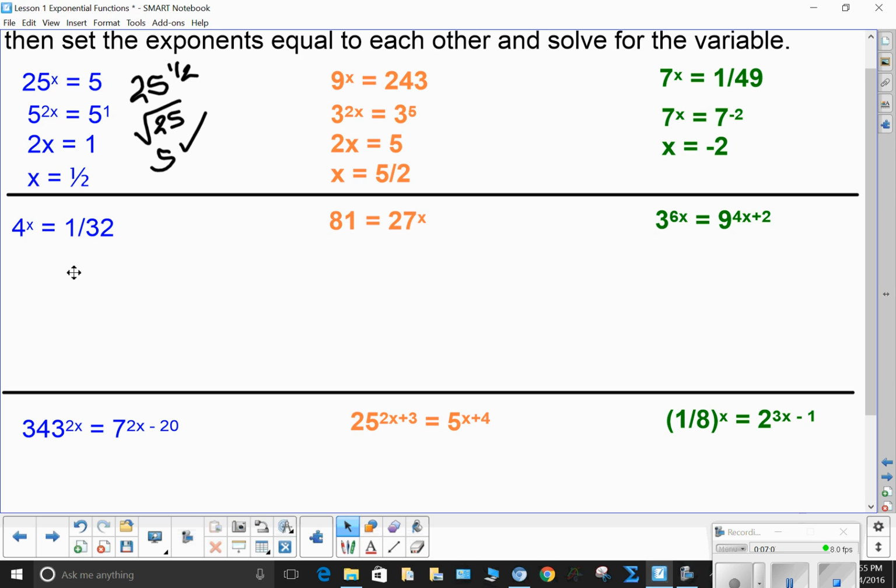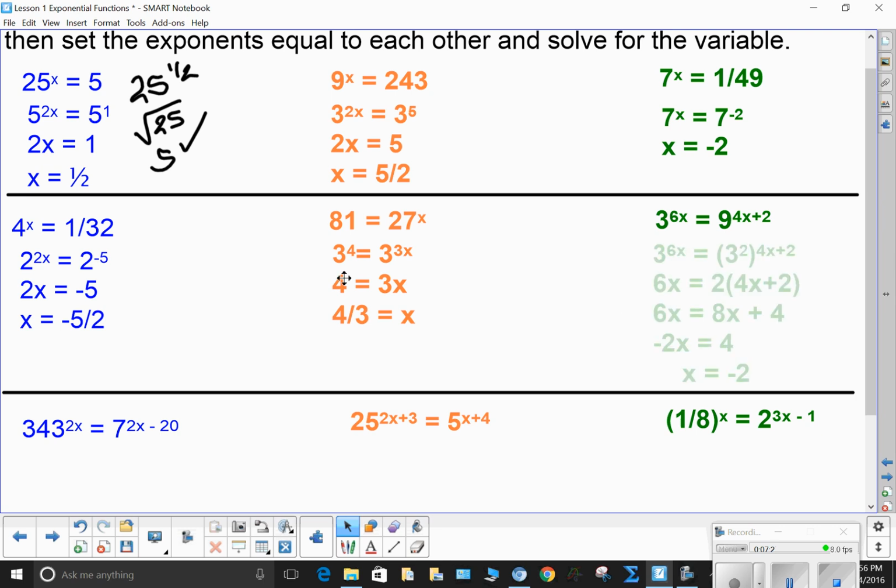Welcome back. Let's see how you did. Did you get to the negative 5 is equal to 1/32? All right. How about 81 and 27? Well, 9 will go into both of them. 9 is not the base. It is 3.